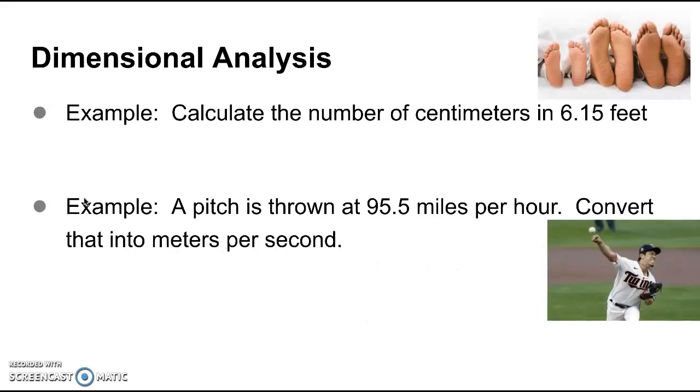So here's a couple of examples. The first one, we want to calculate the number of centimeters in 6.15 feet. You would start with the 6.15 feet and put that out in front. Then you want to think, what equivalents can I use? You might not know how many centimeters are in a foot, but you do know that 12 inches are in a foot. So you could use that as an equivalence and set that up as a conversion factor, so feet cancel and you find inches. I'll show you what that looks like in just a second.